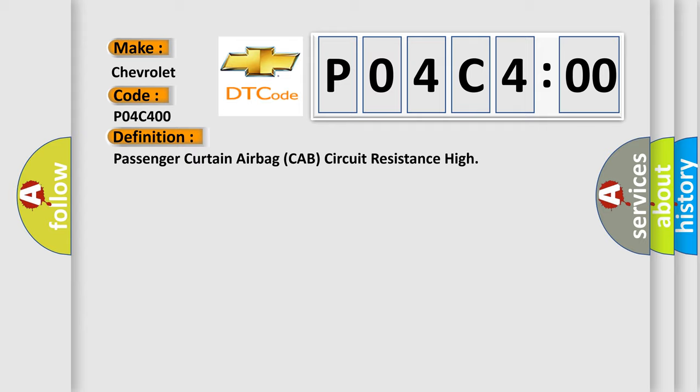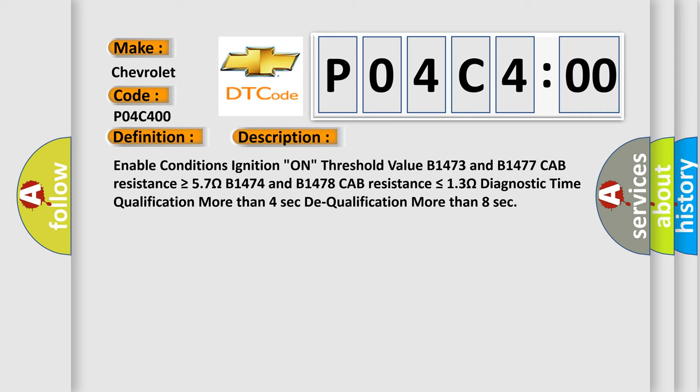And now this is a short description of this DTC code. Enable conditions: ignition on. Threshold values: B1473 and B1477 CAB resistance is greater than or equal to 57 ohms. B1474 and B1478 CAB resistance is less than or equal to 13 ohms. Diagnostic time qualification more than 4 seconds. De-qualification more than 8 seconds.